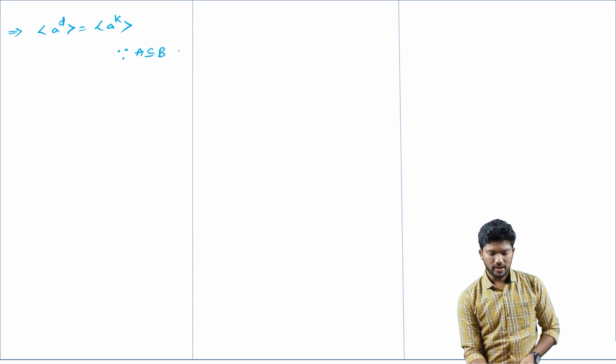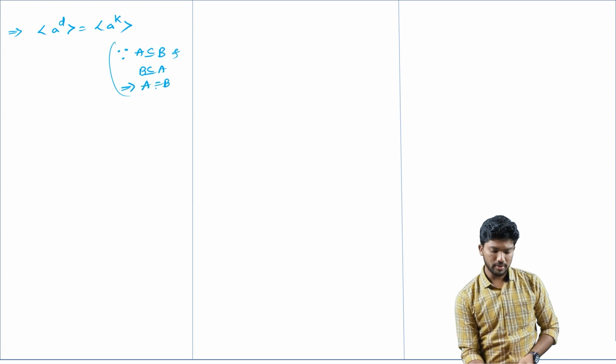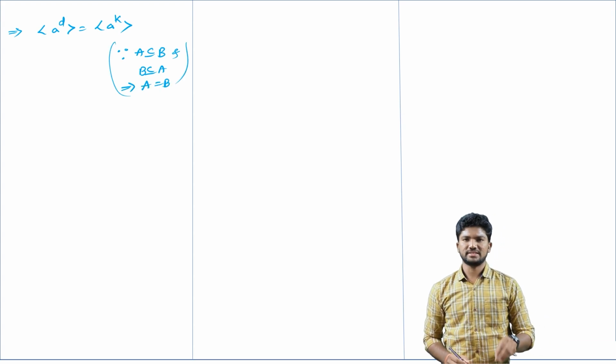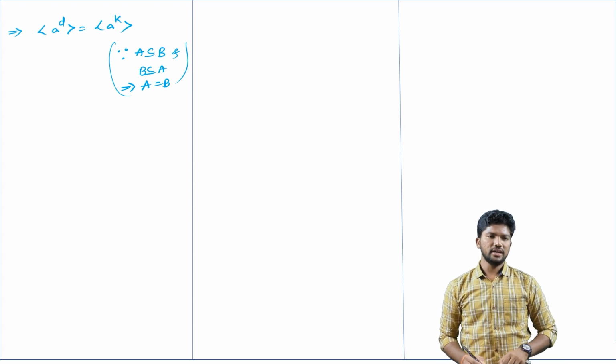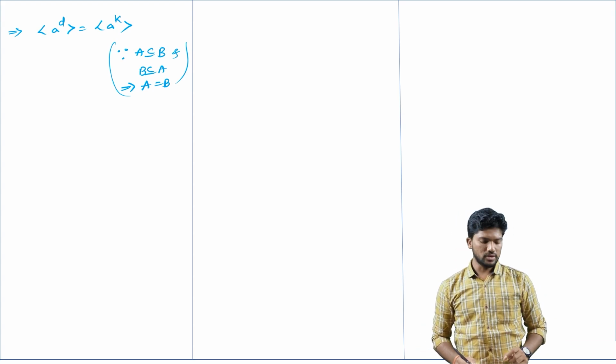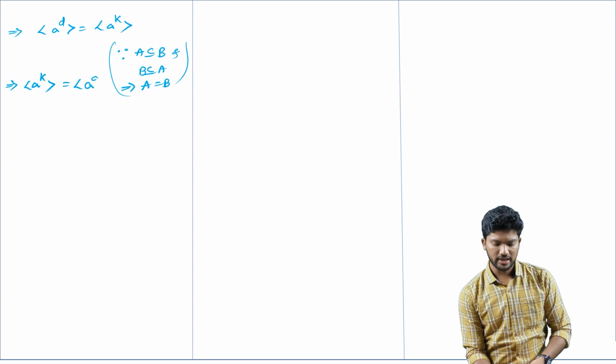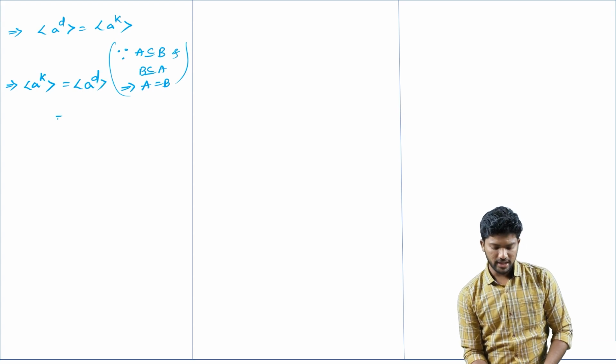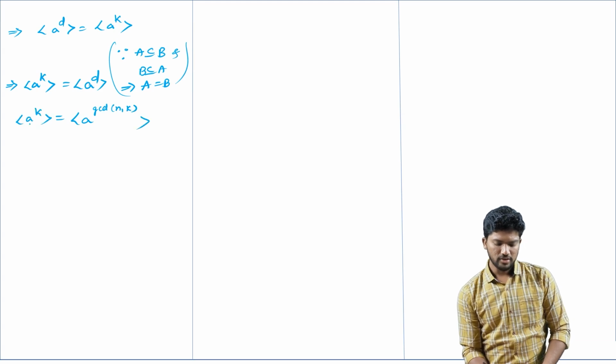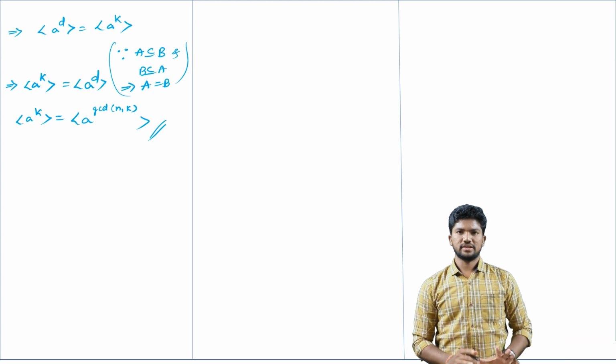You know very well the property: since A subset of B and B subset of A, then A is equal to B, by using the fundamental property of any two sets. So then you can write the cyclic group generated by a power d is equal to the cyclic group generated by a power k, where d is nothing but GCD of n comma k. So this is the proof of the first condition.